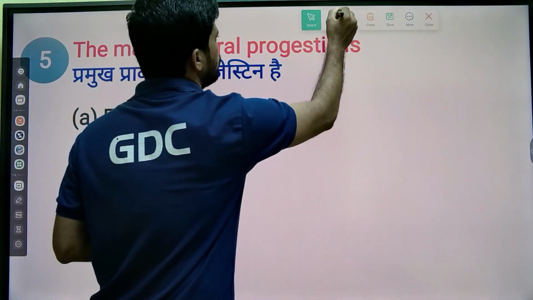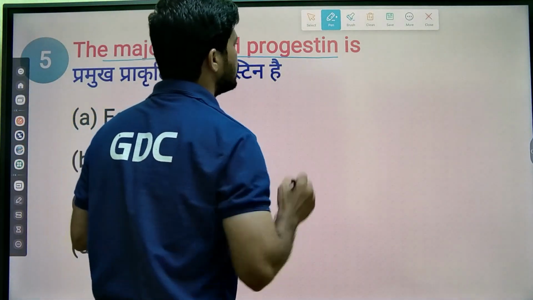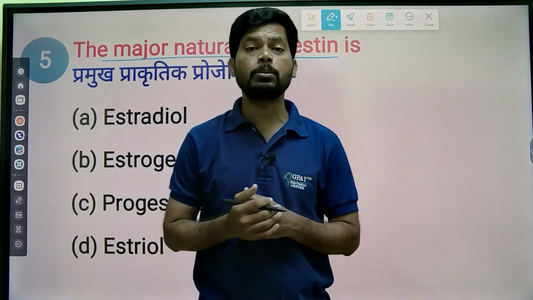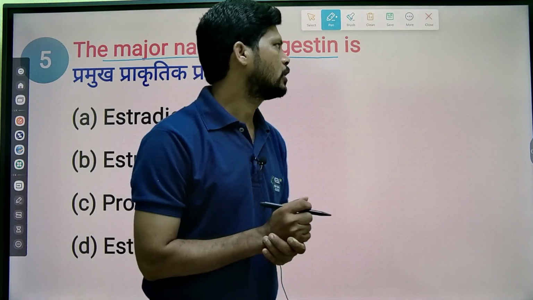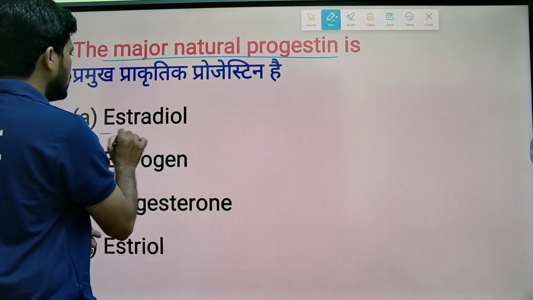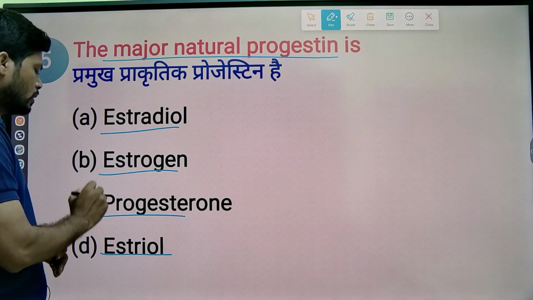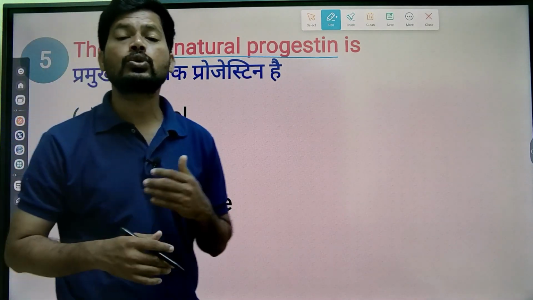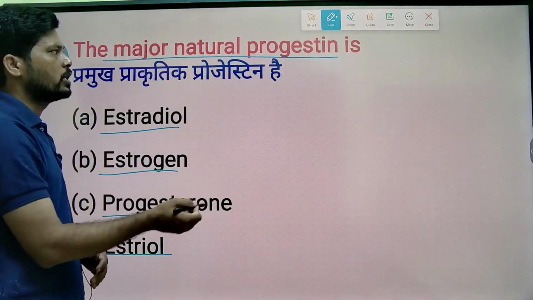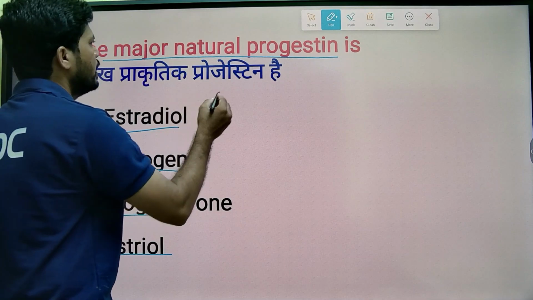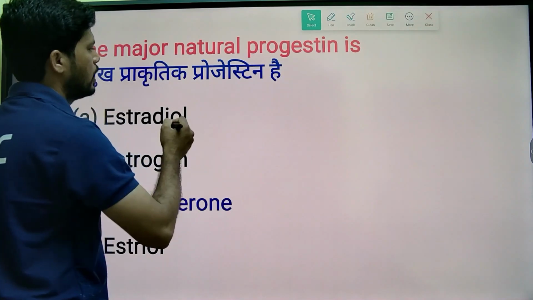So going to the next MCQ. The major natural progestin is, so progestin is nothing but progesterone, the pregnancy maintaining hormone, one of the reproductive hormones in females. Our options are estradiol, estrogen, progesterone, estriol. Estradiol, estrone and estriol are three forms of estrogen present in the body. So progesterone is nothing but a progestin, the pregnancy maintaining hormone. So the answer is option C, progesterone. Let's see the explanation.